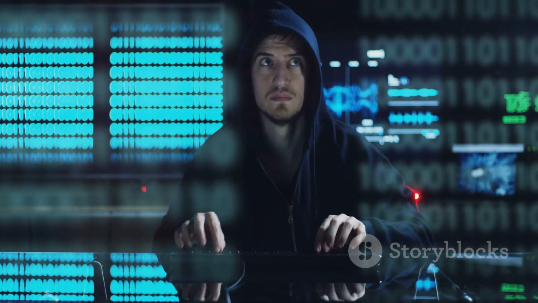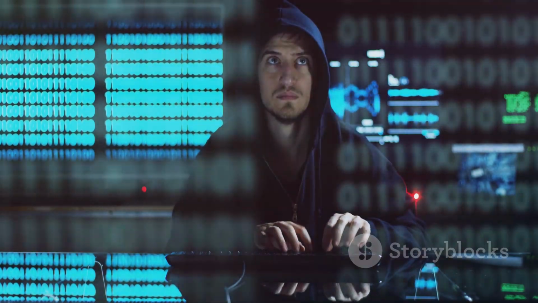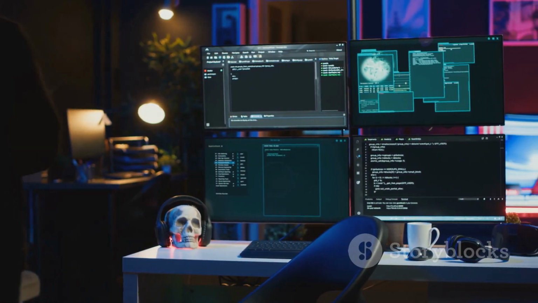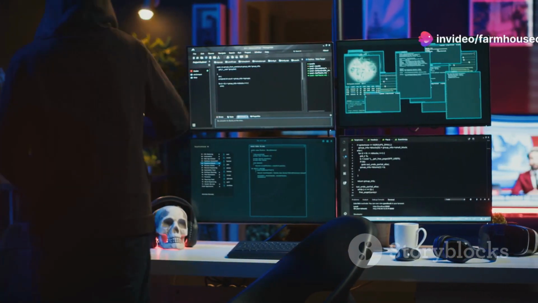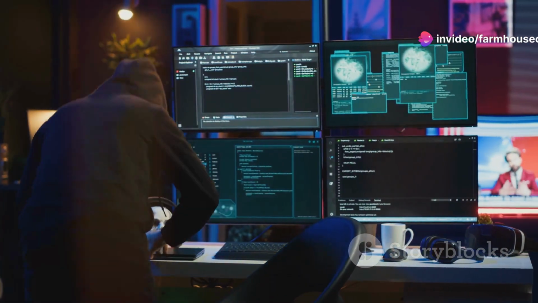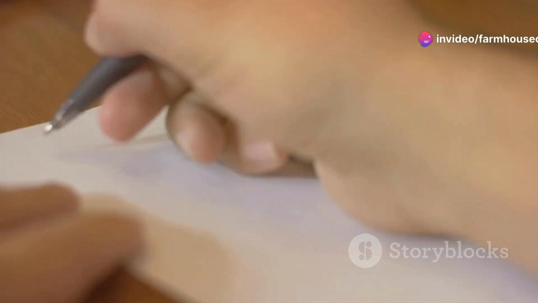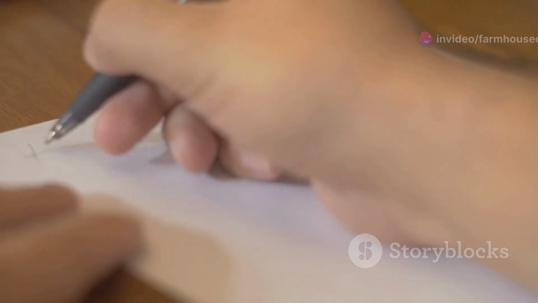Today, we're diving into the fascinating world of cybersecurity to uncover a sneaky tactic hackers use: ARP spoofing. It's a method that can compromise your network security. But first, let's get our basics right.